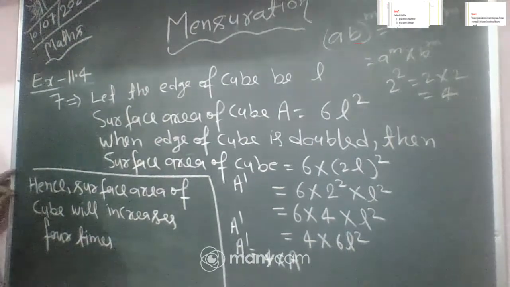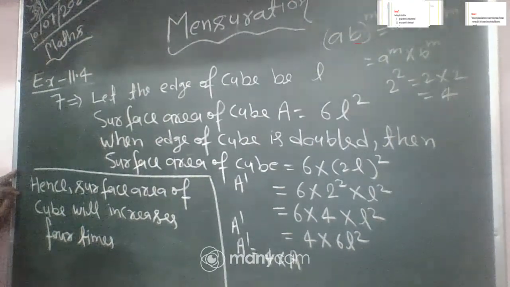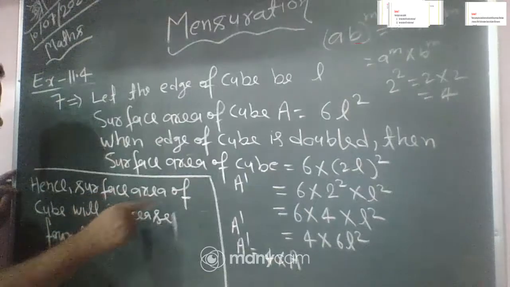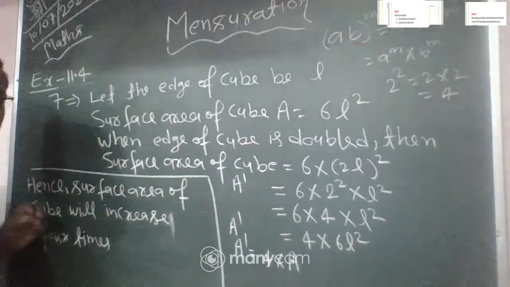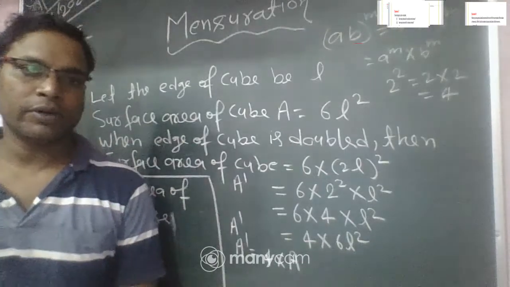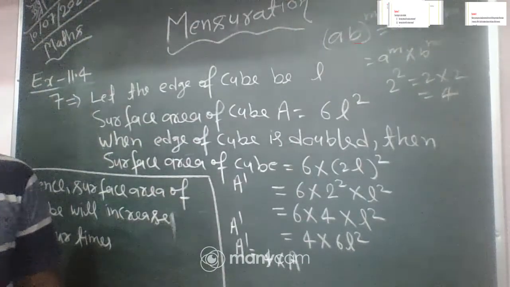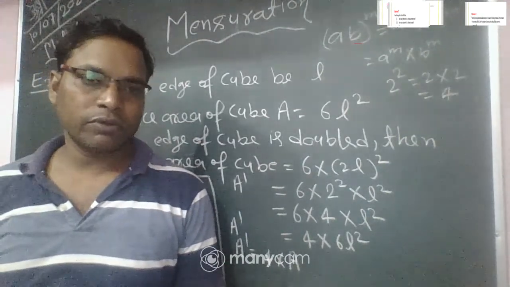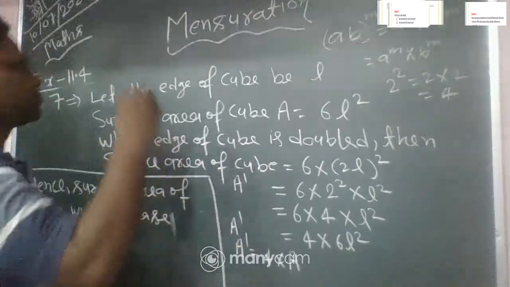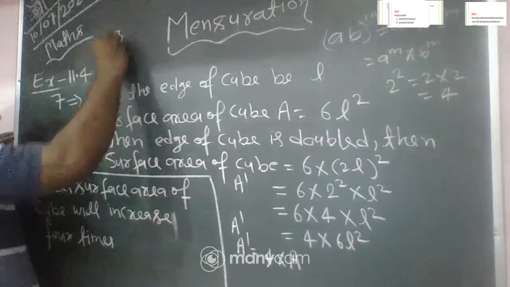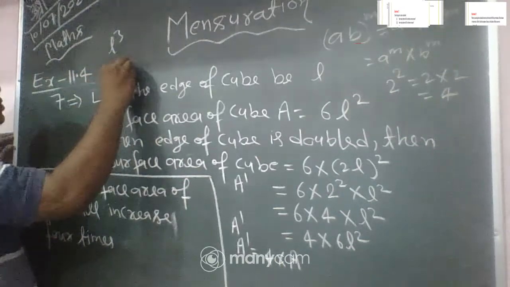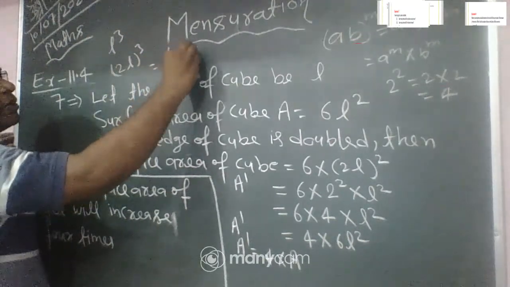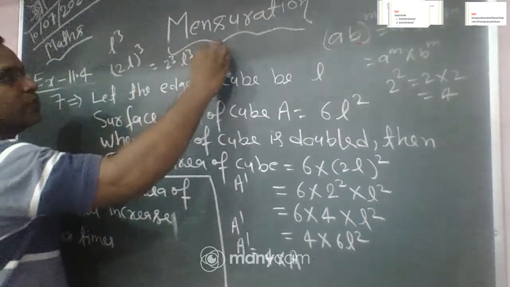Clear? Hence the surface area of the cube will increase 4 times when the side is doubled. And the second part of this question is how many times will its volume increase? The volume of a cube, you know very well, is L power 3. So if the side is doubled, it becomes (2L) power 3, which is 2 power 3 into L power 3, and this becomes 8 into L power 3.